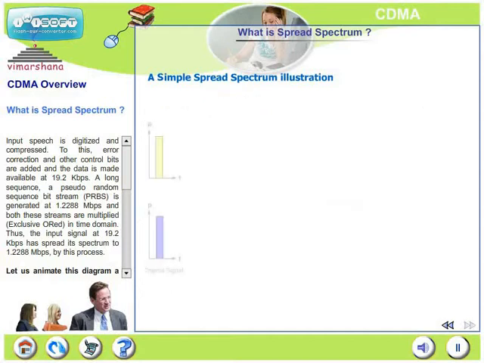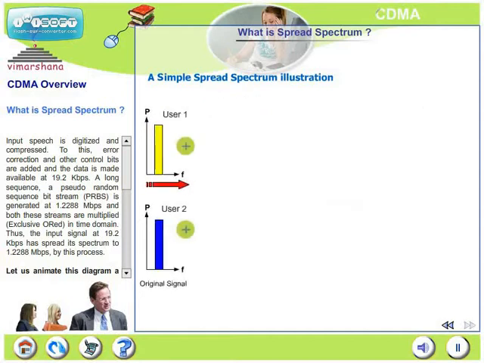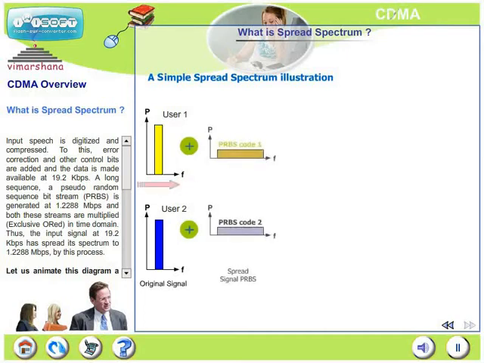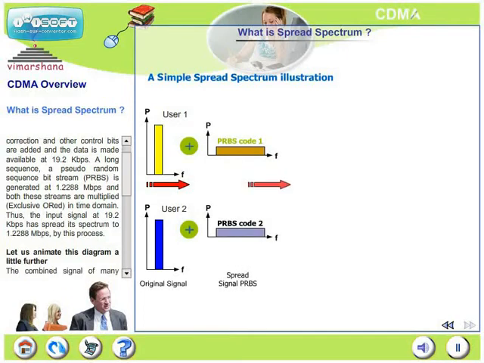So this is spread spectrum which is actually happening in CDMA. Let's animate this diagram a little further.